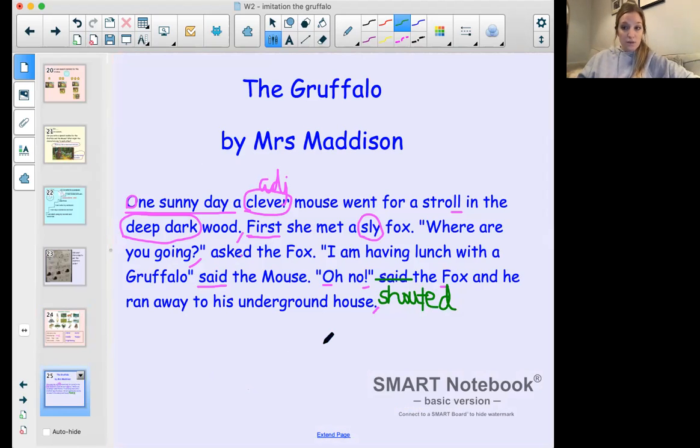We do that at school sometimes. We might write the first half in the morning and take a little break and do the second half in the afternoon. So you don't have to do it all in one go, but I want you to really focus on making your story the best Gruffalo story you've written so far. And I cannot wait to read them. So send them in and have a lovely week.